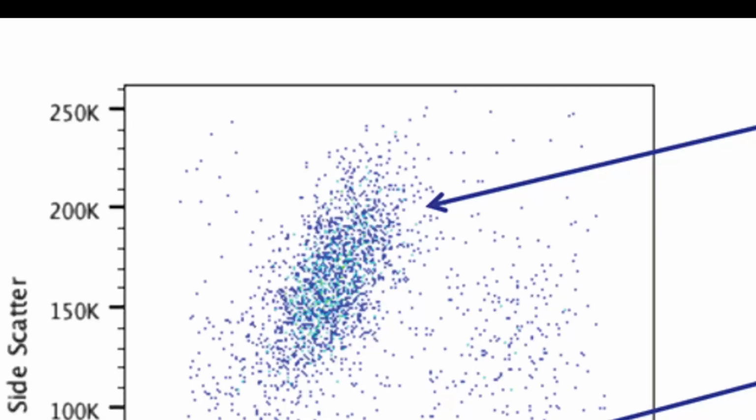I hope it's clear to the students. Just let me know in the chat box and we will move ahead. Did everyone understand the side scatter in a FACS plot?